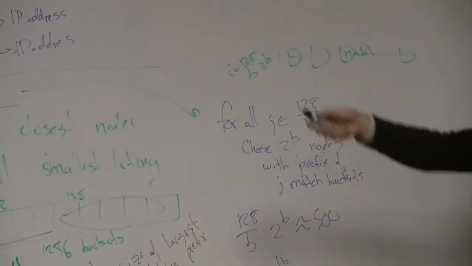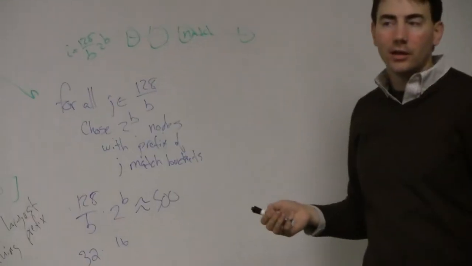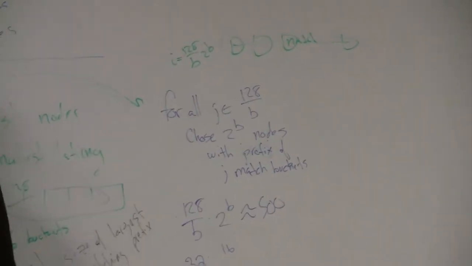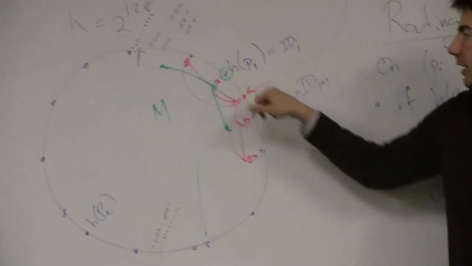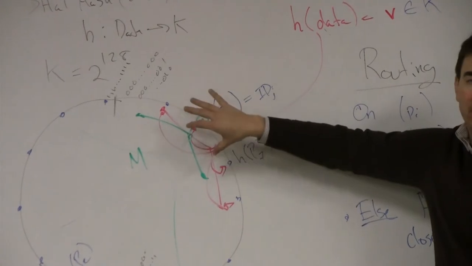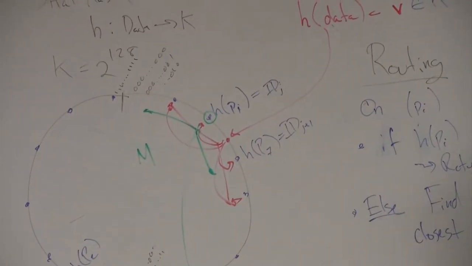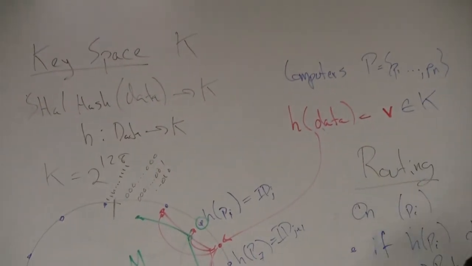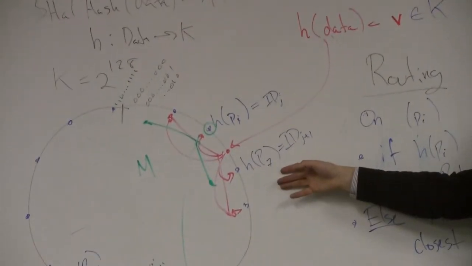So if I have 2 to the 128 nodes, the data is only going to be stored locally in some region here. It's going to be replicated on several different nodes. I need to get into this small subspace of the key space, and I probably need to match maybe 127 of the bits, something like that, in order to find it here.